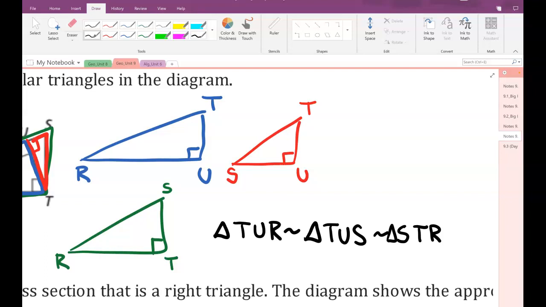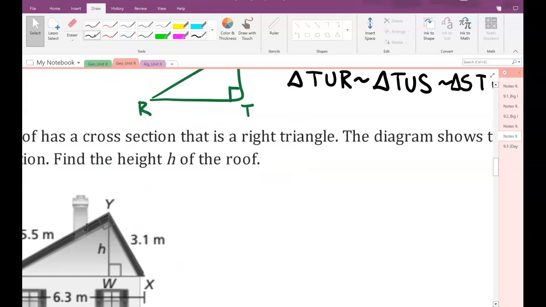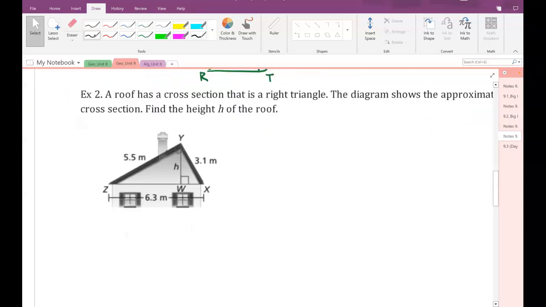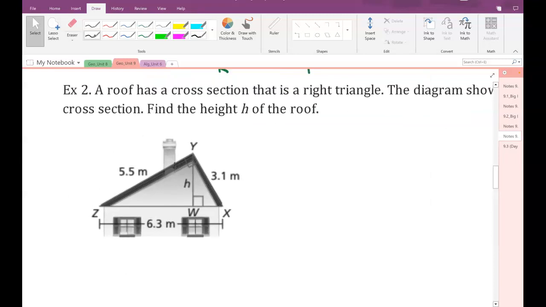But let's throw some numbers into the mix now. We have a roof that has a cross section that is a right triangle. The diagram shows you approximate dimensions of this cross section. Find the height h of the roof. So like I did in the last problem, I'm going to pick out all my similar triangles. So my largest one, we've been calling it our largest one, our green one.